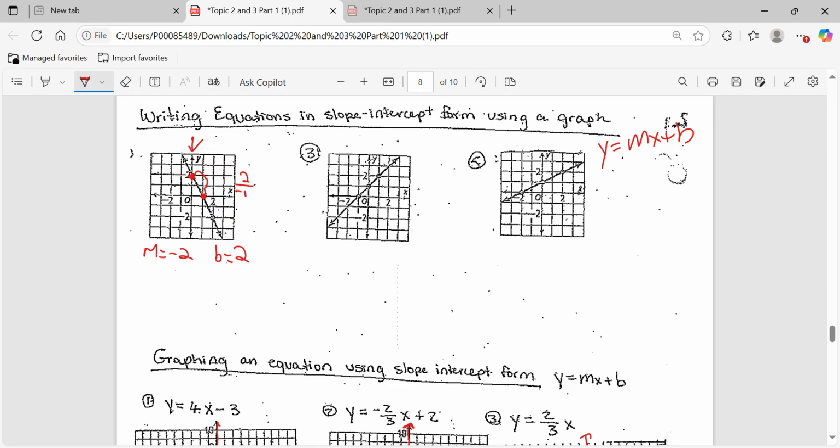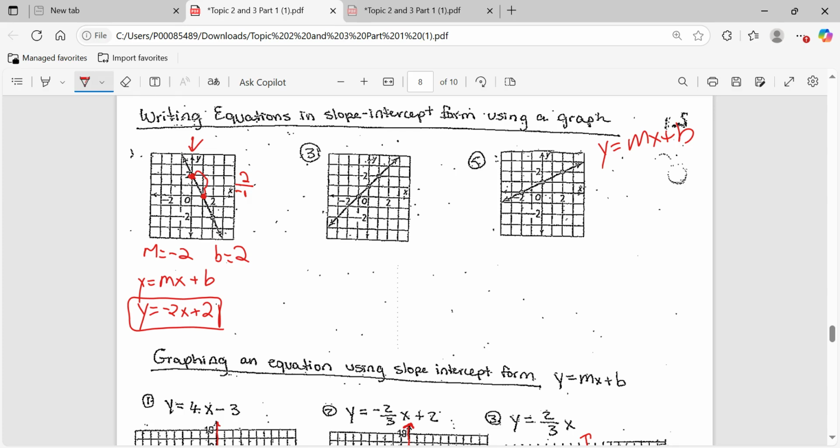So now that you know the slope and the y-intercept, you can write the equation. Y is equal to mx plus b. Y is equal to -2x plus 2. I'm going to do one more with you, then I want you to try number 5.